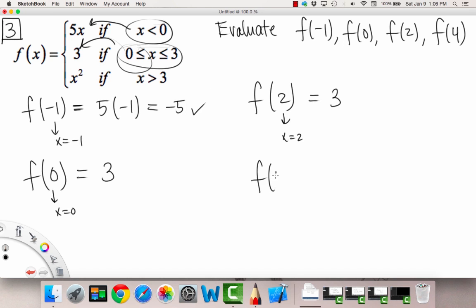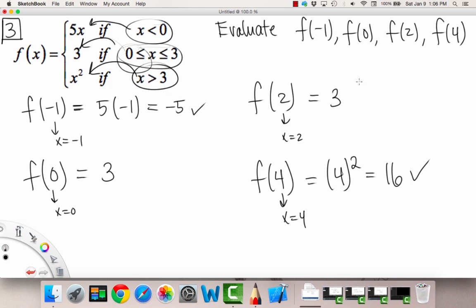And then lastly, we have f of 4. So x is equal to 4, and that goes in the last domain there. So we're just going to use this x squared formula. So we just plug in 4 in for x. So 4 squared is equal to 16. Okay? And those are our 4 answers.